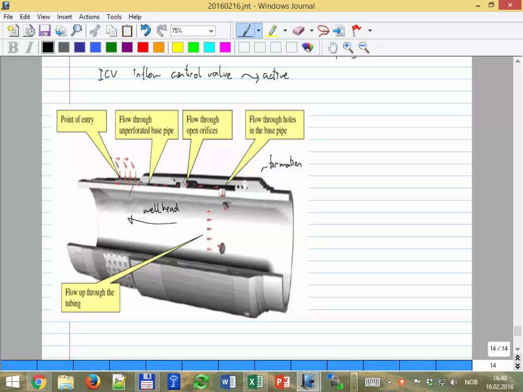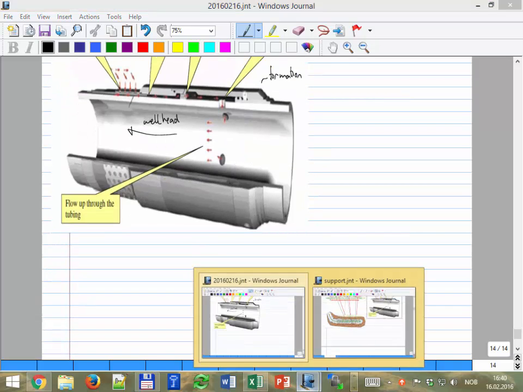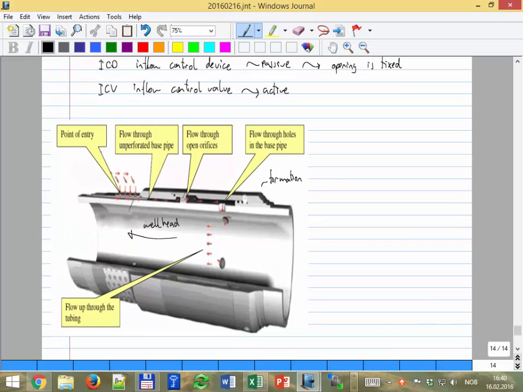These are passive because I don't have any regulation. The openings are in place, and they produce a certain delta P. So if, for example, I have a very strong formation, I don't want to produce so much from it, so I put a very small orifice. But if I have a very weak formation, I put a bigger orifice, to be able to control how much is coming from each formation.